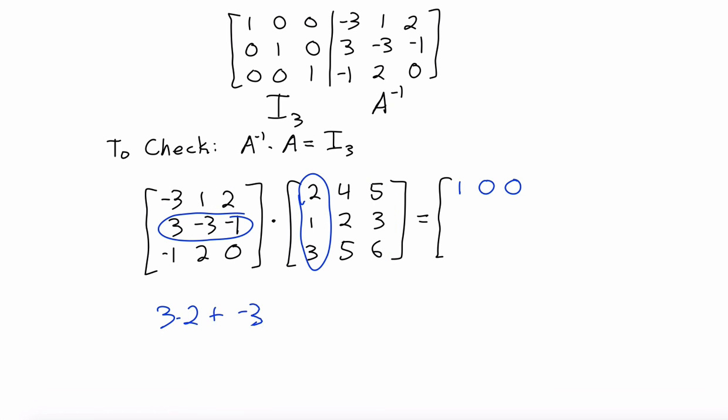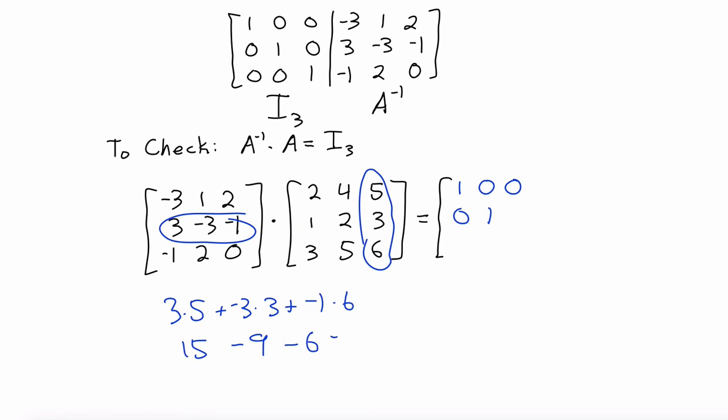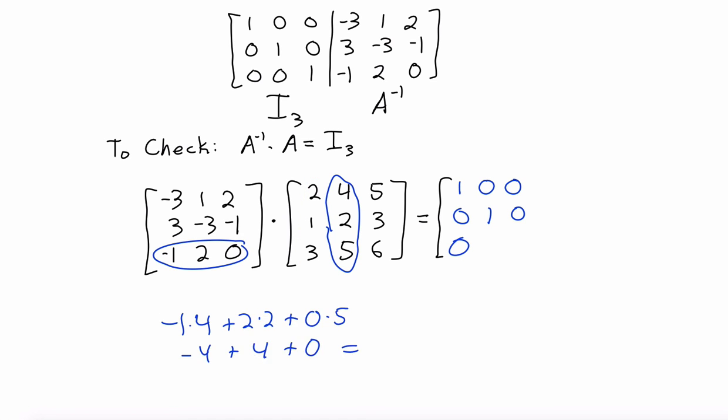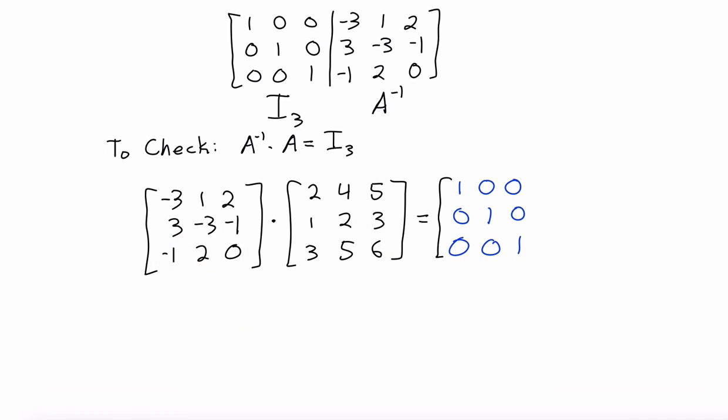Row 2 times column 1 results in a 0. Row 2 times column 2 results in a 1. Row 2 times column 3 results in a 0. And the same thing happens with the last row, resulting in our identity matrix, which confirms that the inverse was correct. Now you have the ability to find an inverse using the reduced row echelon form.